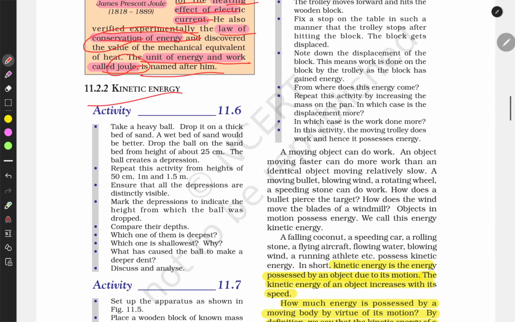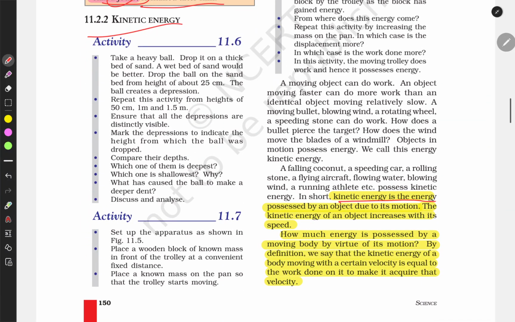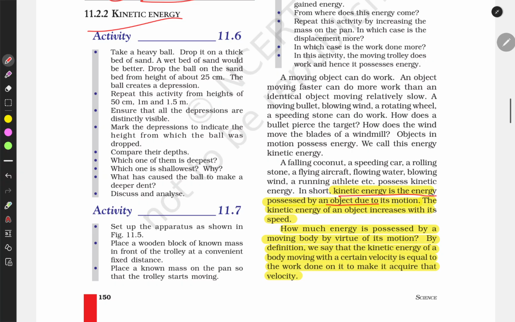So what is kinetic energy? Let's discuss this. Kinetic energy is the energy possessed by an object due to its motion. If motion is happening in any object, then the energy it possesses is called kinetic energy. The kinetic energy of an object increases with its speed. If the speed is increasing, the kinetic energy is increasing, and vice versa.